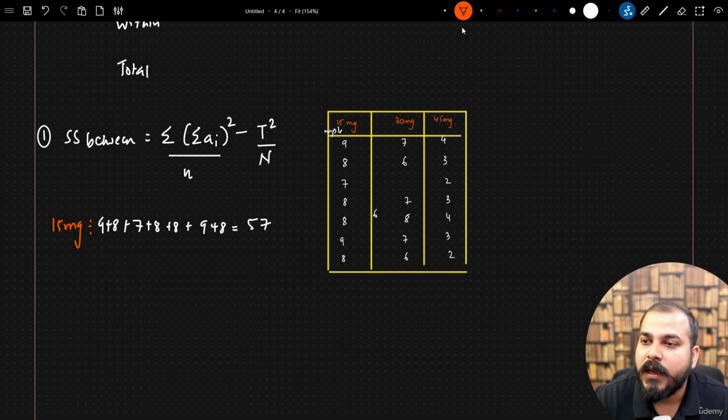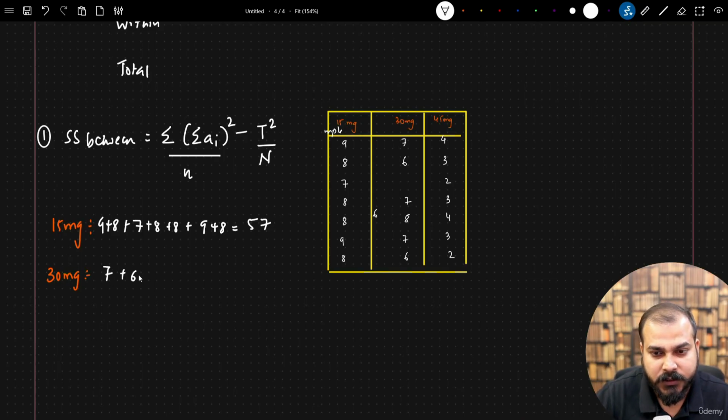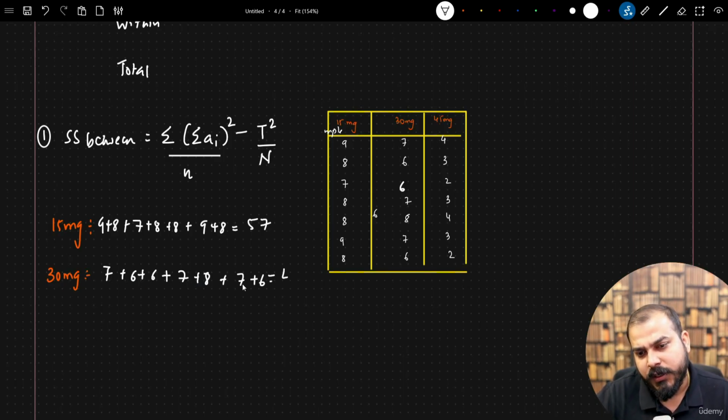Then if I go ahead and take 30 mg, and calculate over here, it will be nothing but 7 plus 6 plus 6 plus 7 plus 8. This 6 is over here, I think it got swapped, so this will be 6. Then 7 plus 8 plus 7 plus 6. If I do the summation, it will be nothing but 47.